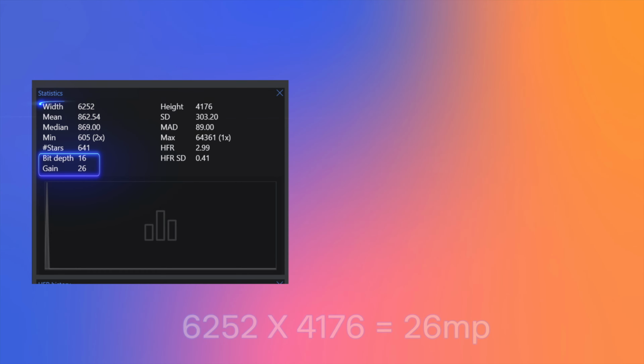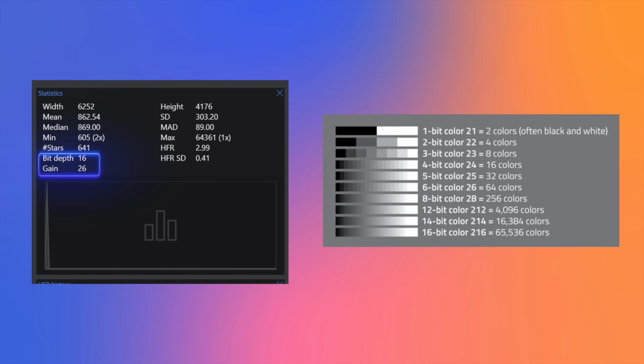The next bit relating to cameras on here is, again, something you probably don't need on screen, but it's useful to have there, is the bit depth. And in this case, it's a 16-bit camera. Which gives us 65,536 levels. So the graphic on screen might help explain this.